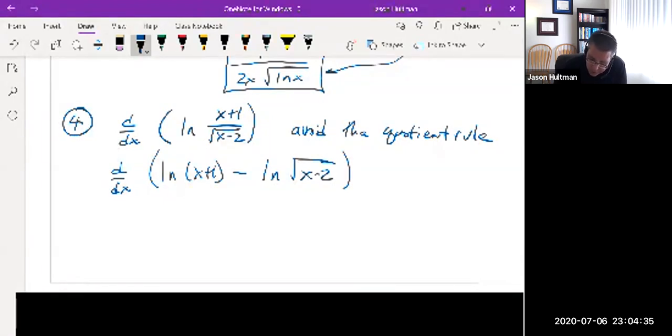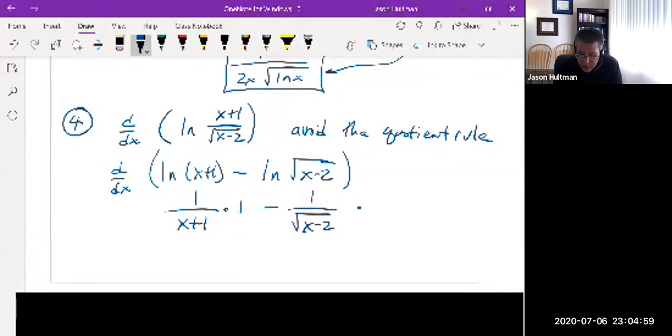Okay, and we're going to take the derivative of that. Well, what's the derivative of natural log of x plus 1? Isn't that 1 over x plus 1 times the derivative of x plus 1, which is 1, minus, what's this one going to be? 1 over the square root of x minus 2 times the derivative of the square root of x minus 2. Okay, that's 1 over 2 square root x minus 2 times the derivative of x minus 2. It's a chain rule inside of a chain rule. It's chain rule inception.